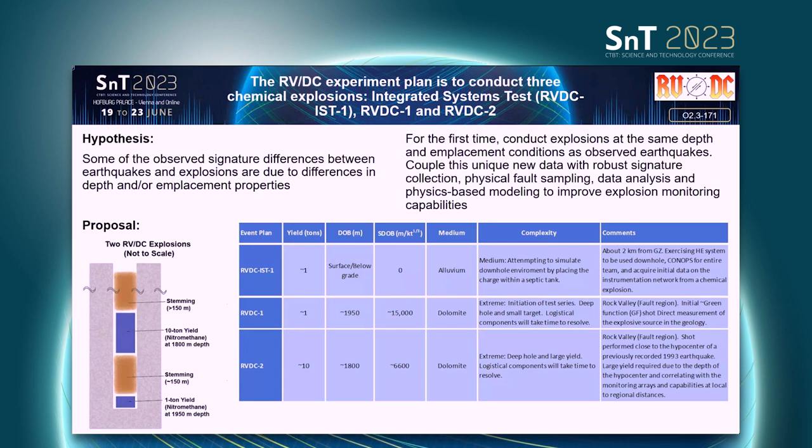Our first test is called RVDC1. It'll be about 1/10 the size of RVDC2, and that's more of a Green's function shot for propagation considerations, and also to exercise the system again downhole. And then RVDC2, which will be a 10-ton yield shot, and which will approximate the size of some of the smaller aftershocks that were recorded regionally.